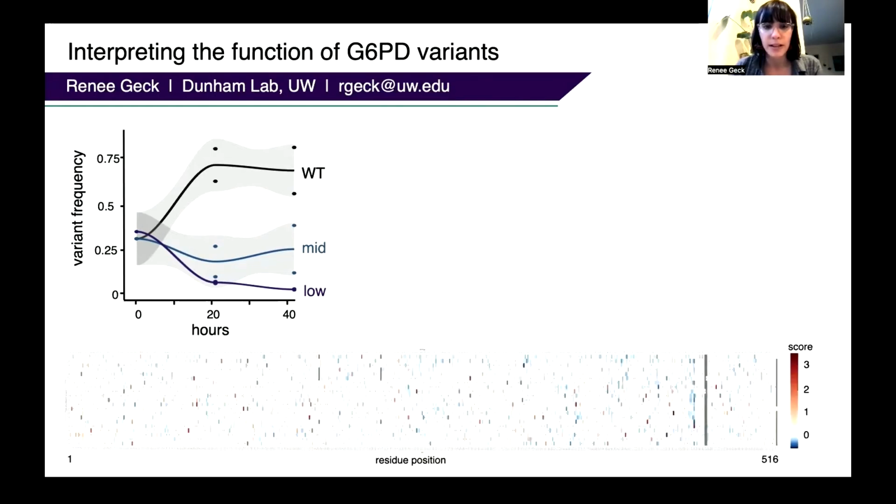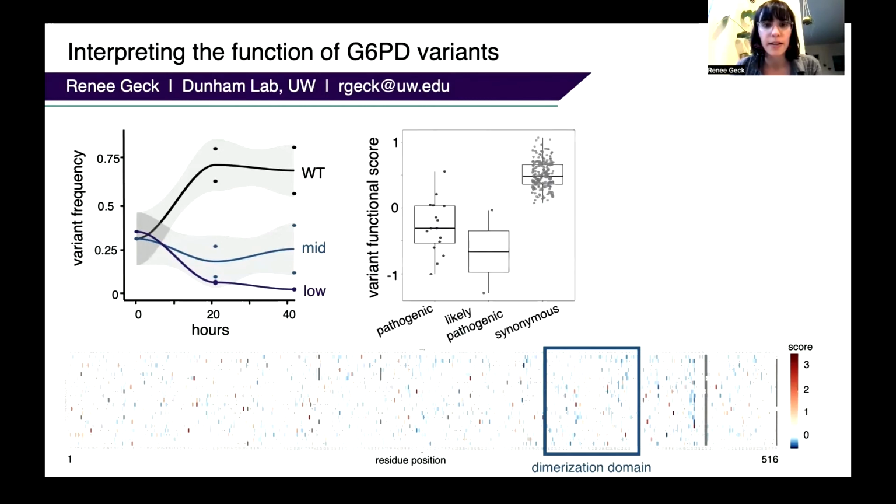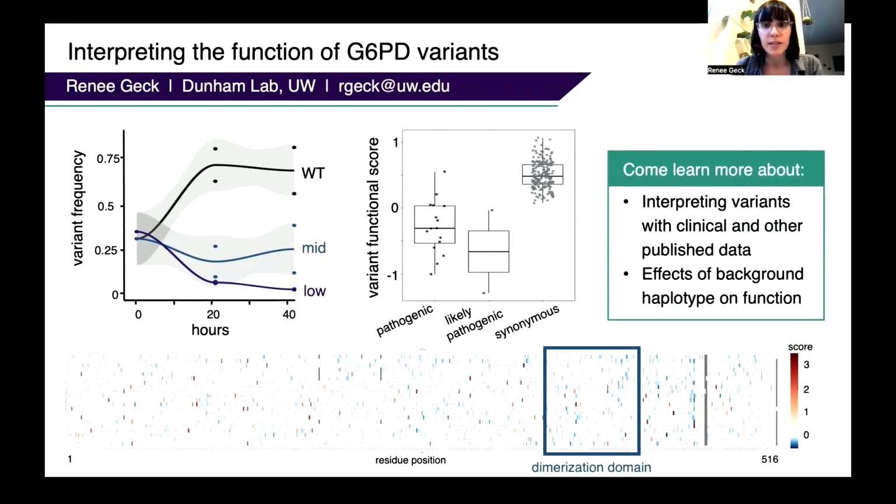From preliminary analysis, I can see that important functional regions like the dimerization domain are enriched for variants that have decreased functional scores. I can also see that variants that are known to contribute to G6PD deficiency have lower functional scores than synonymous variants. I'd love to talk to you at the conference, at the poster session, or over email if you'd like to learn more about this project or other ongoing work that I have on interpreting variants using both clinical and functional data, as well as exploring the effects of background haplotypes on variant function.